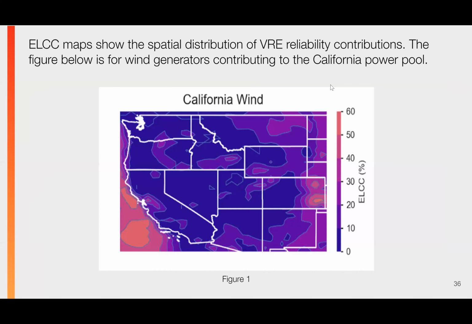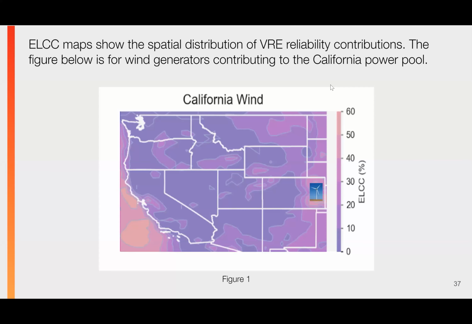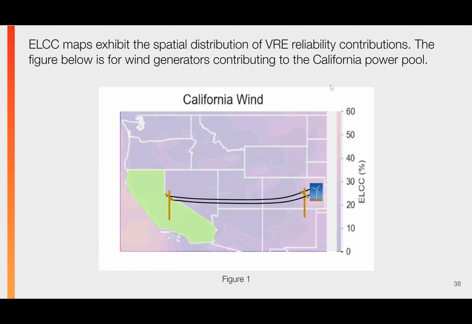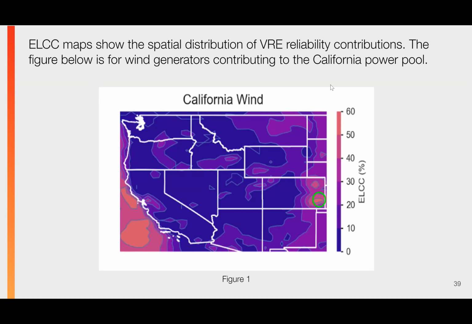So here's what one of those ELCC maps looks like. And this particular map is for wind generators contributing to the California power system. And just to reiterate, if we were to place a 500 megawatt wind plant at this point in Colorado and build it such that it could only contribute to the California power pool, what this slide shows is that the ELCC of this particular generator system pair is about 55%.